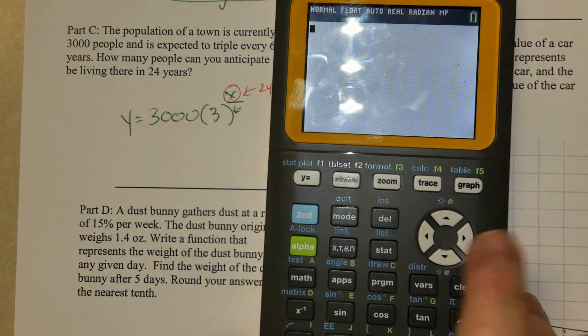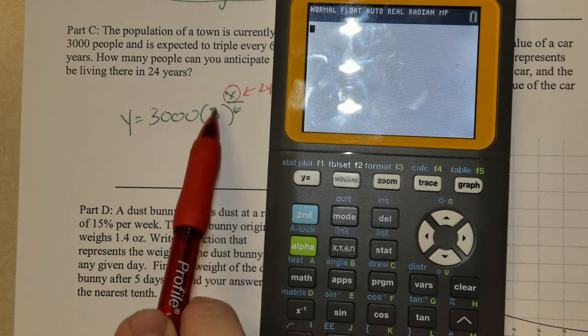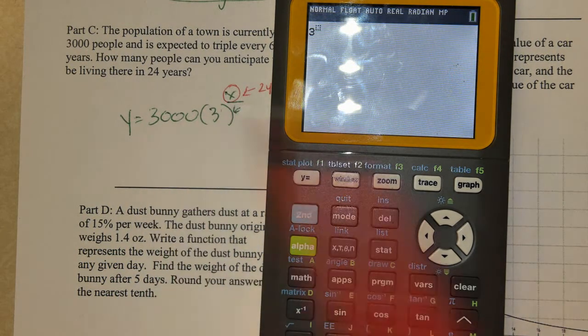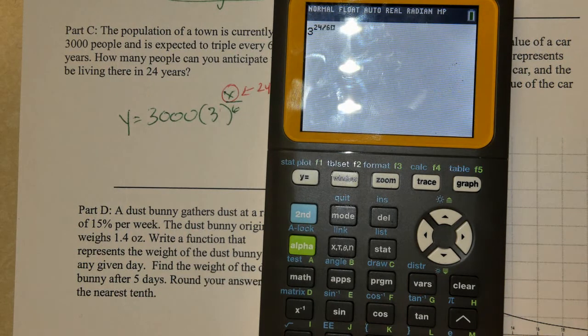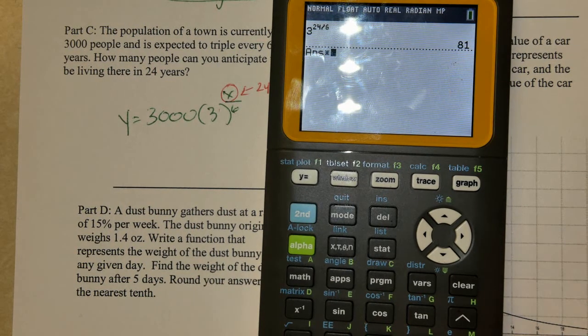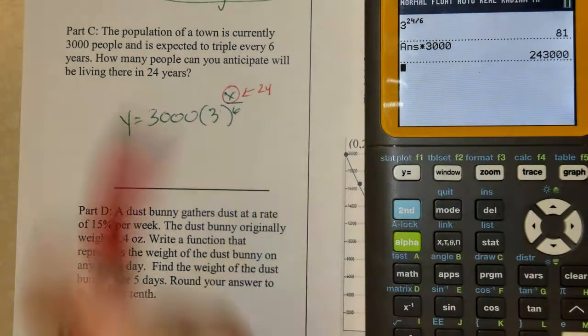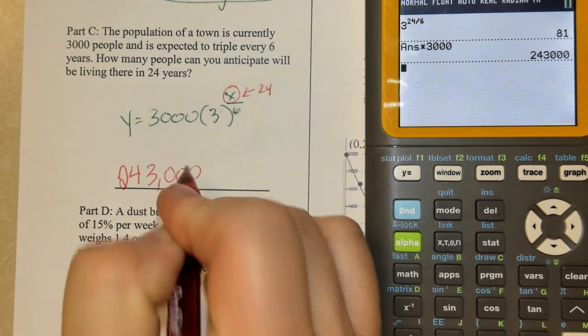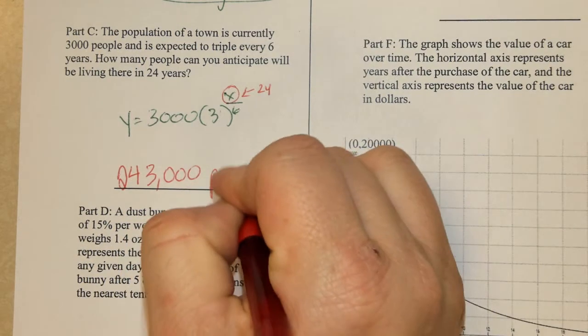Now, how do you go about doing this? Well, I'm going to do PEMDAS. I'm going to do exponents first. 3 raised to the, I know 24 divided by 6 is 4, or you could plug it in like this. Get an answer, take it times the original 3,000, 243, 100,000 people.